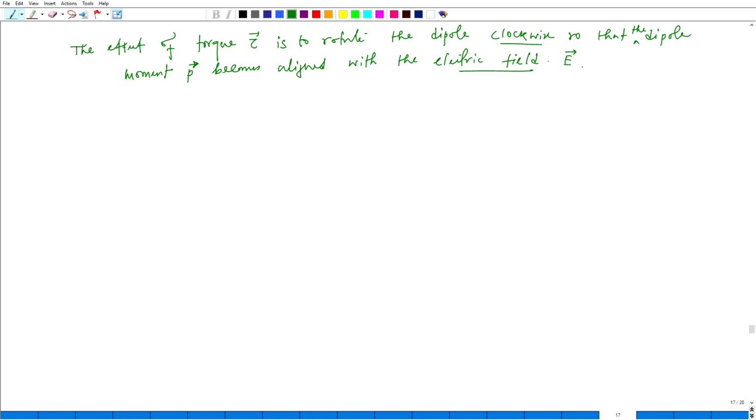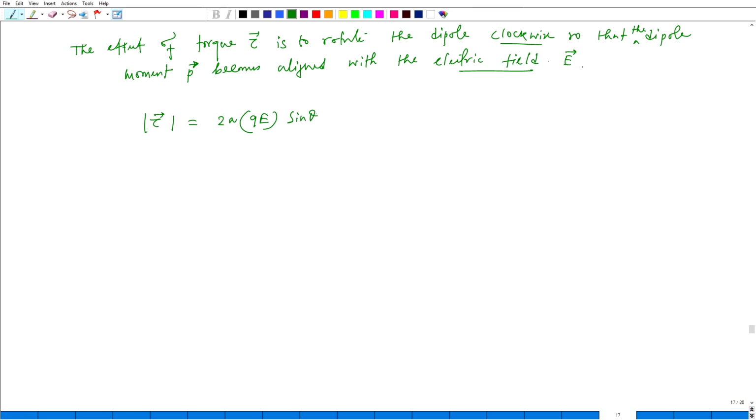So, the dipole is always aligned to the electric field when you place it in an external electric field. The torque basically does the job. The magnitude of the torque can be written as tau equals 2a times the force F, where F is qE, times sin theta.